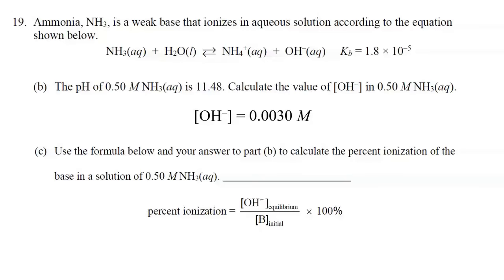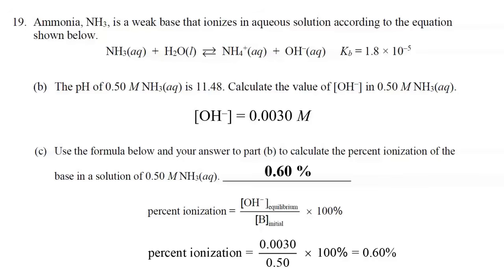Using the numbers that we have for part B and part C, that would be 0.0030 moles per liter, the concentration of hydroxide, divided by 0.50, the concentration of ammonia. When we do that math, that ratio times 100, we do get a very small number. We get 0.60%. That indicates that this is a weak base because only a very small percentage of those ammonia molecules are ionized in aqueous solution.